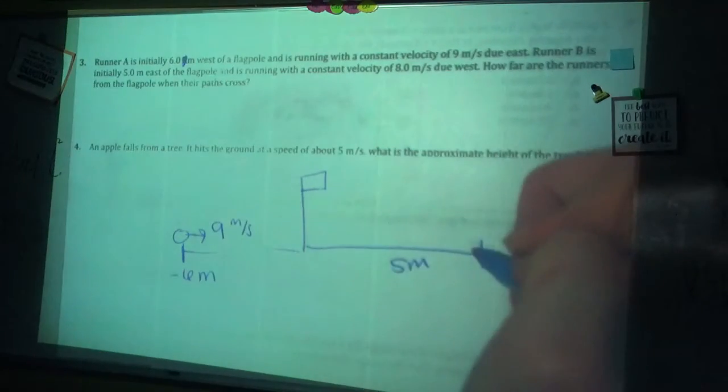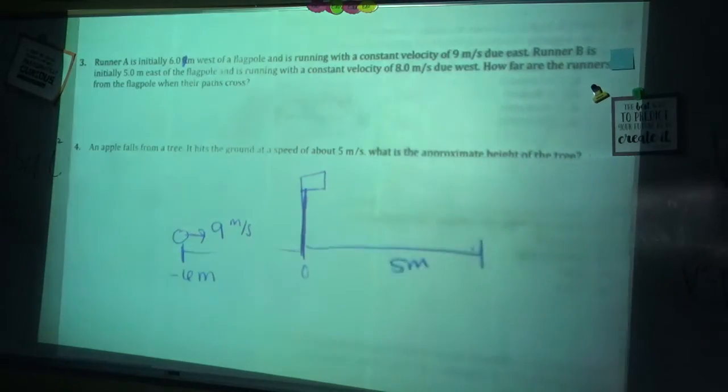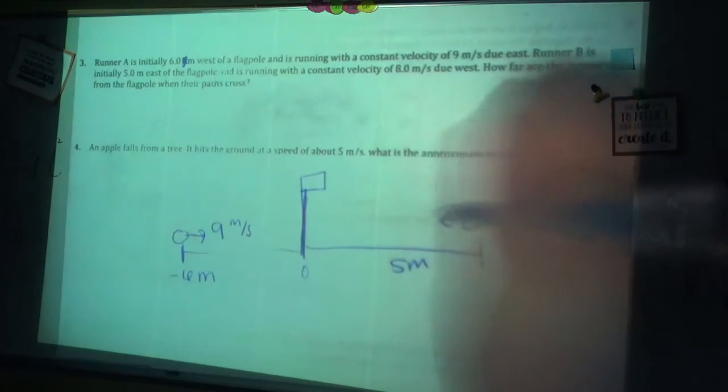Number 3. Runner A is initially 6 meters west of a flagpole, running with a constant velocity of 9 meters per second due east. (I meant that to be meters, by the way, that was a typo.) So if this is my flagpole, and I am 6 to the west, you can think of this as negative 6 meters, and they are going at a constant velocity of 9 meters per second to the right, or east. Runner B is initially 5 meters east, so a positive 5 from this flagpole, which is position 0, and they are going 8 meters per second west.